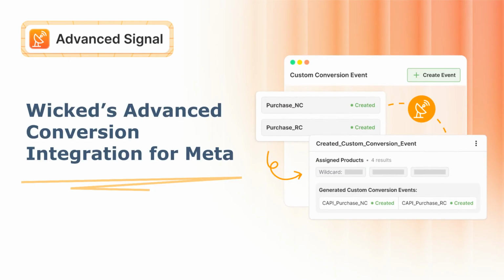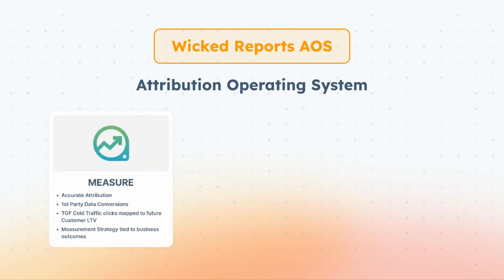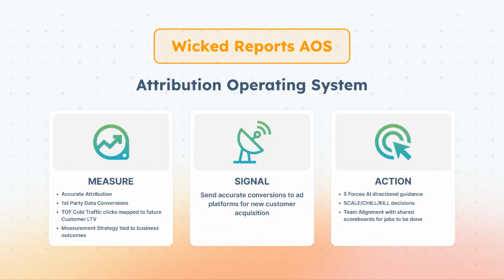Hey there, I'm Andy with Wicked Reports, and in this video, we're going to talk about how to get more new customers cheaper with Wicked's advanced signal for Meta. The Wicked Reports attribution operating system has three components. There's measure, signal, and action, and this feature is part of our signal product within the Wicked Reports platform. All right, let's dive in.